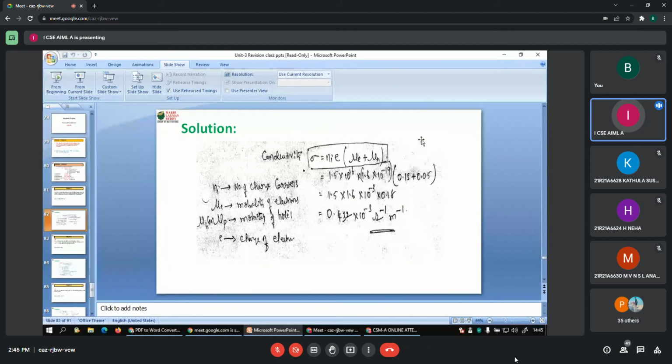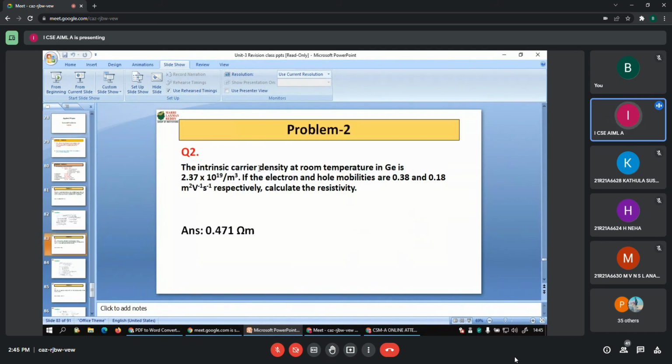The only thing is you are substituting all values in this expression, where e is the charge of the electron, n_i is the concentration of charge carriers, the number of charge carriers, mu_n is the mobility of electrons, and mu_p is the mobility of holes. Then doing the calculation. Okay. Next, question number 2.